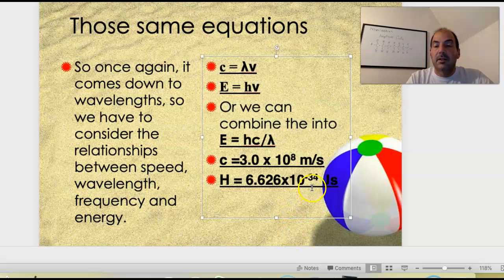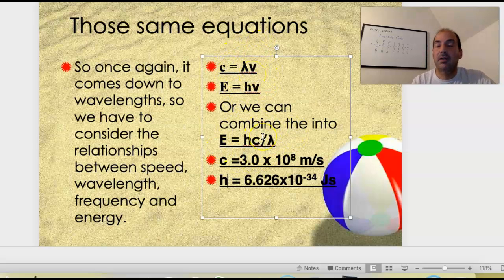All right, so it's not joules per second, it's joule seconds, because when you multiply that by frequency, which is essentially just 1 over seconds, you would get just joules. And technically it's a lowercase h. Okay, so those are constants. Those are given in your equation packet. These two are also given in your equation packet.